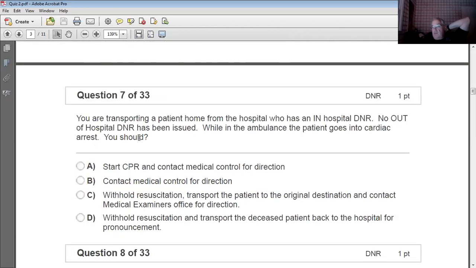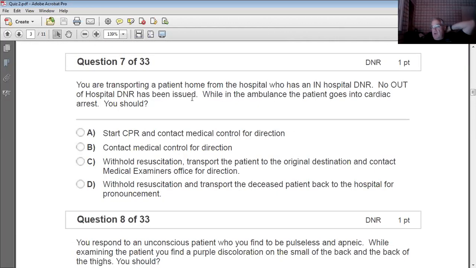Question 7, what we just did, we're transporting a patient home from the hospital with an in-hospital DNR. No out-of-hospital DNR has been issued. While in the ambulance, the patient goes into cardiac arrest.